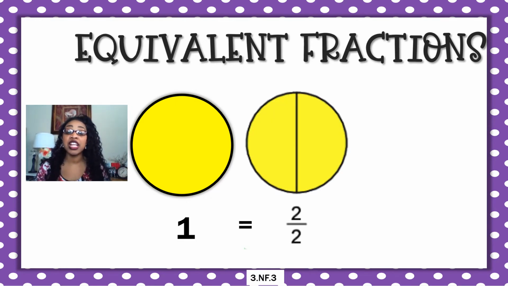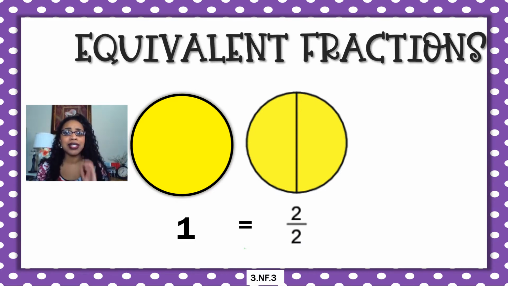I have not changed the value of the amount shaded in. That entire circle is still shaded in. All I did was give you another circle completely shaded in, but I just cut it into halves. So I see that I have two parts shaded of two wholes within this circle. So 2 of 2, or 2 halves, is equal or equivalent to one whole.